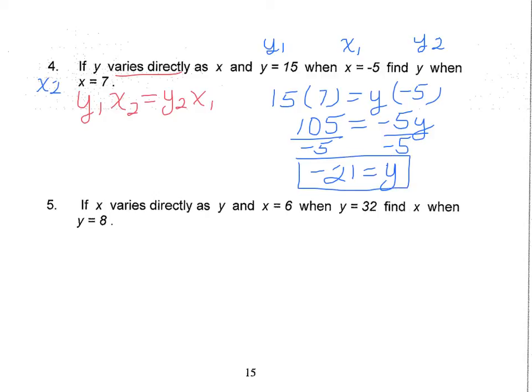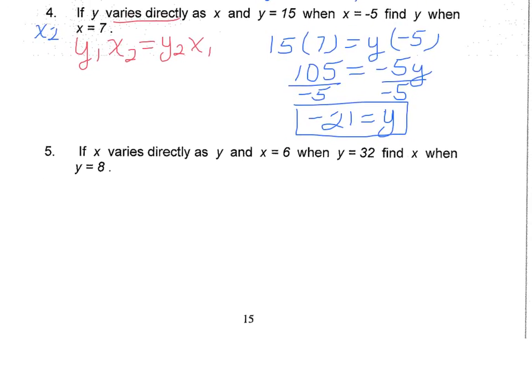All right, our last problem for tonight. It says, if x varies directly, so again we're doing varies directly. So varies directly formula is y1 is to x2 as y2 is to x1. So if x varies directly as y, and x is 6 when y is 32, find x when y is 8. All right, let's see here. X equals 6 has got to be my x1. Y equals 32 is my y1. Find the x, so he has to be x2. When y is 8, he has to be y2.